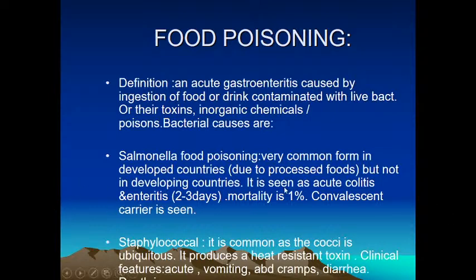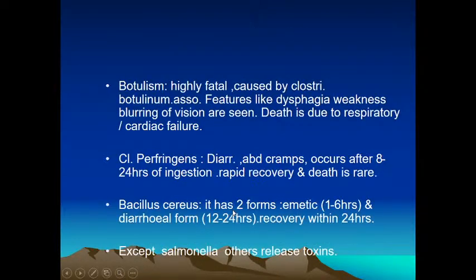Salmonella poisoning is mainly due to processed foods and storage of processed foods, and causes acute colitis. In a case of staphylococcal poisoning, you've got abdominal cramps, vomiting, diarrhea. You may have fever from the toxins which are there. Bacillus cereus and staph are very difficult to differentiate.